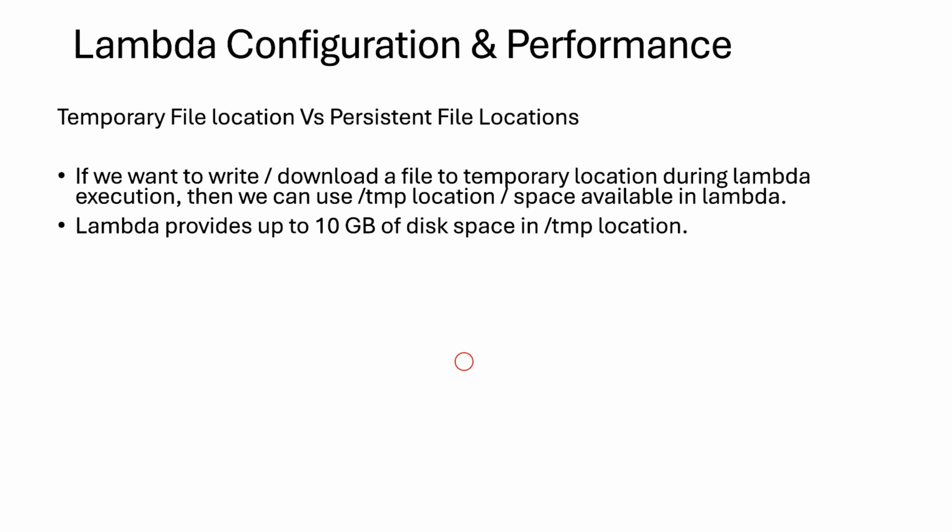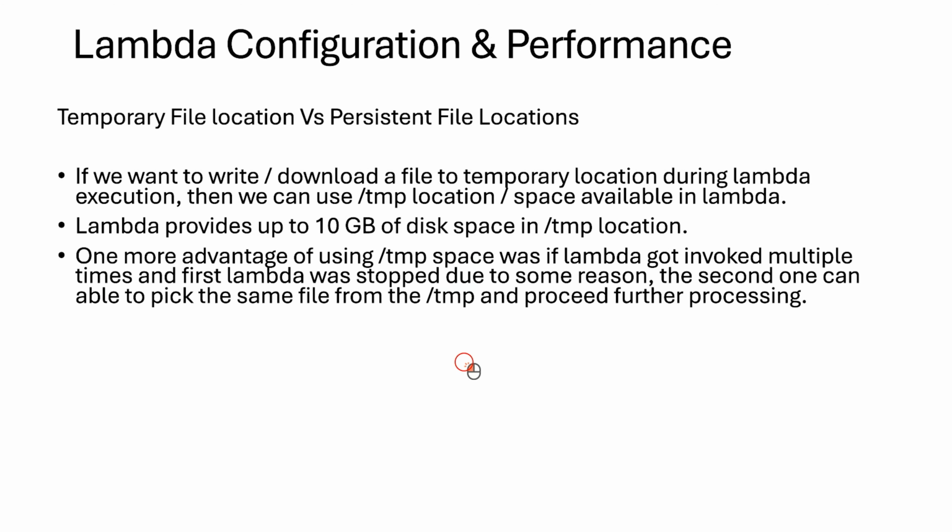We are now discussing only the temporary location, which can have up to 10 GB of disk space, so you can utilize it for your processing purposes. One more advantage of using /tmp space is that if your Lambda got invoked multiple times and the first Lambda was stopped for some reason, the second one can pick the same file from /tmp and proceed with further processing. So /tmp is similar to our Lambda execution context.